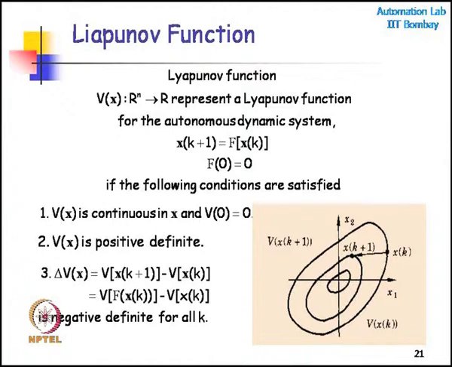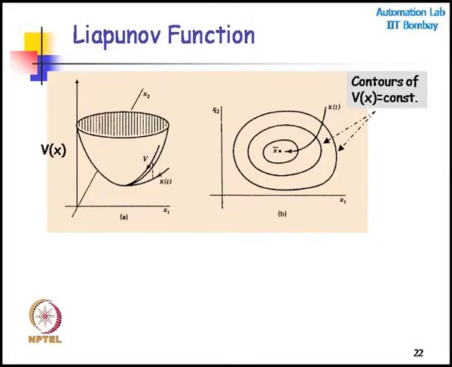I can plot contours of V of x equal to constant in the x1 x2 plane. As x_k goes to x_(k+1) through the dynamic equation, on these contours I should move from the outer contour to the inner contour. That is what I mean. It should continuously decrease, that is what I expect to happen. So these are the contours.